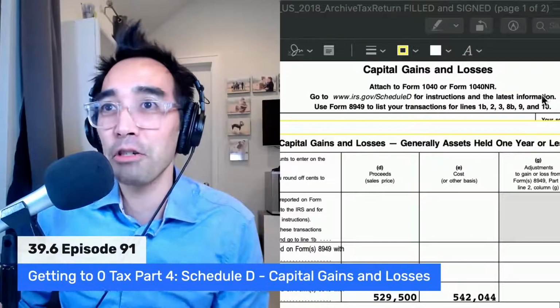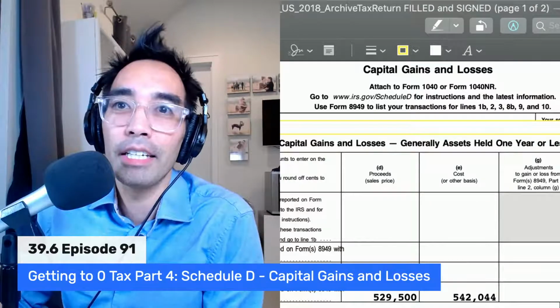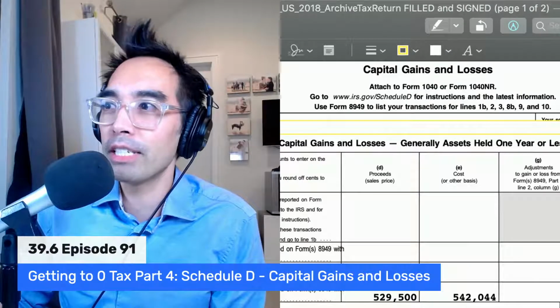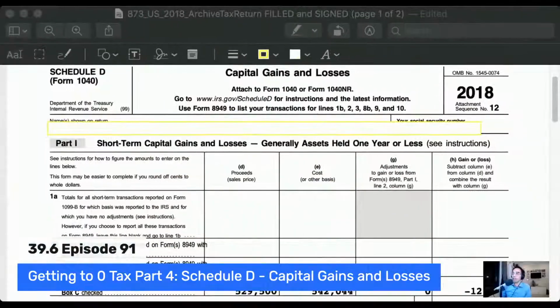This is actually our Schedule D from 2018. The first part of Schedule D is for short-term capital gains and losses. These are for assets held for one year or less in general. So this could be a stock that you purchased within the past 365 days and then sold, or a property like a real estate asset that you bought and sold within a year. Short-term capital gains are taxed as ordinary income at your marginal tax rate.